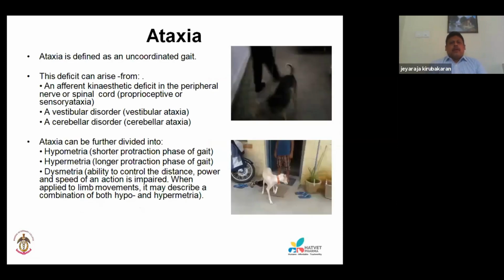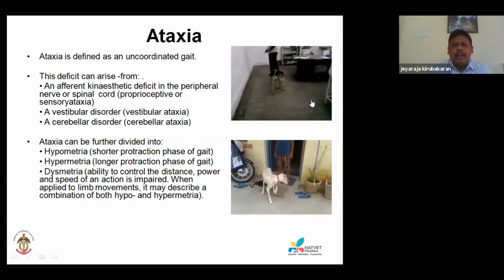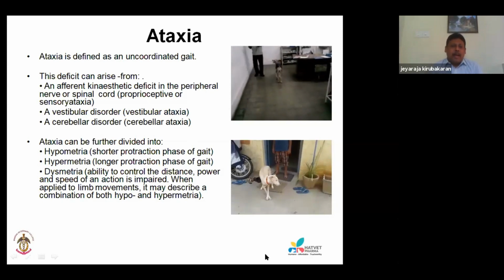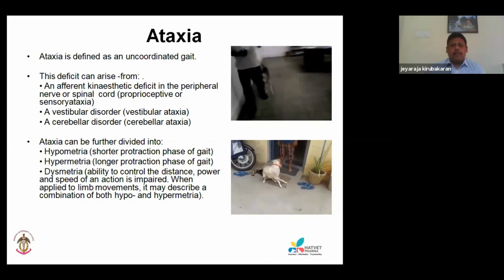Okay, coming to ataxia. Ataxia is an uncoordinated gait. You all know about it. It is an afferent kinetic deficit in the peripheral nerve or in the spinal cord, or it can be a vestibular disorder or a cerebellar disorder. This one usually shows hypometria of the hind limbs, and this one shows hypometria as well as dysmetria.